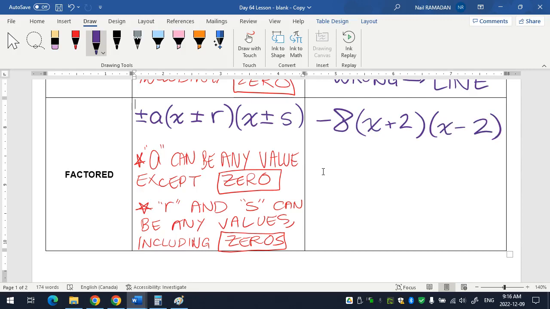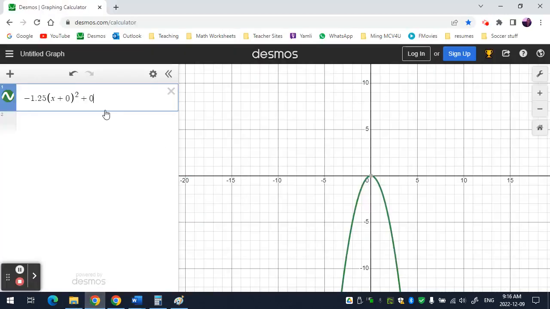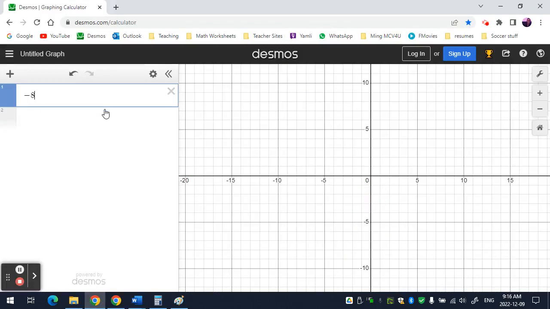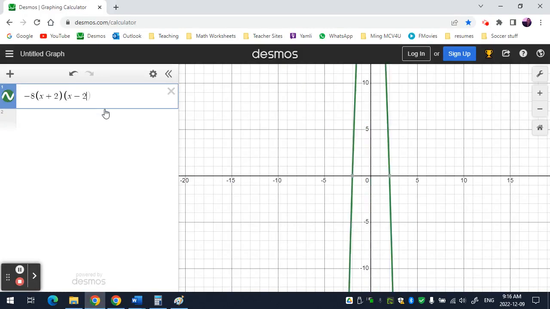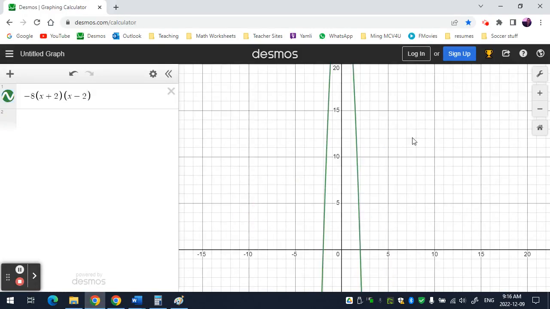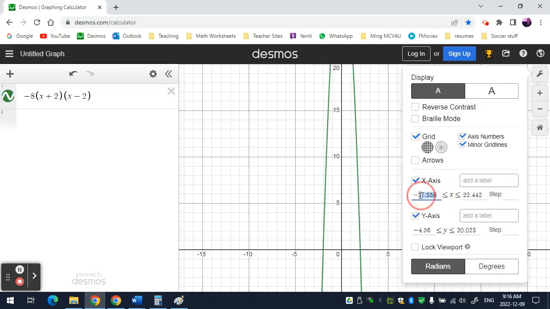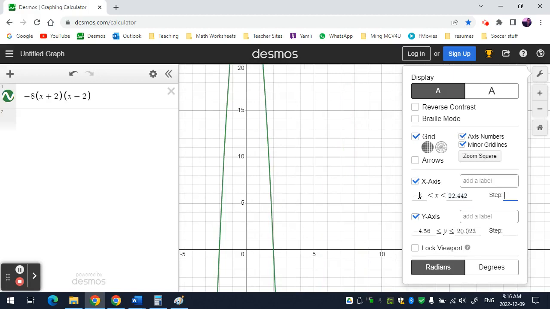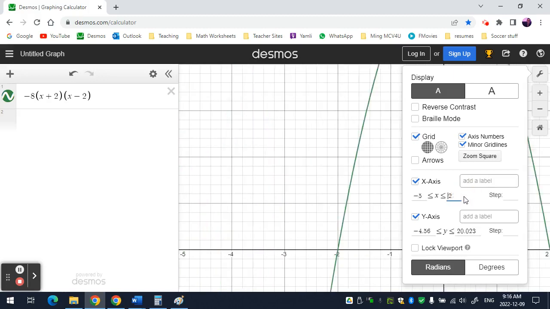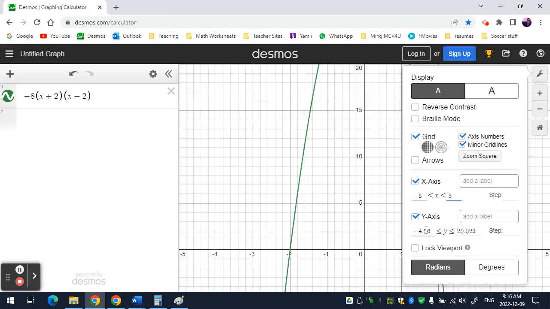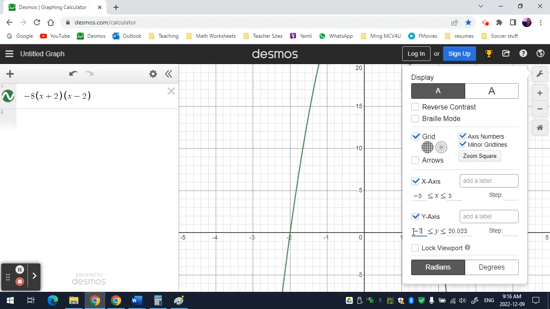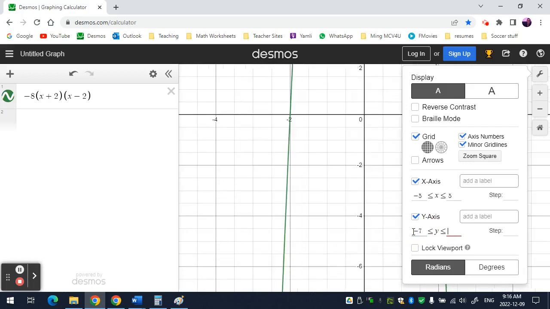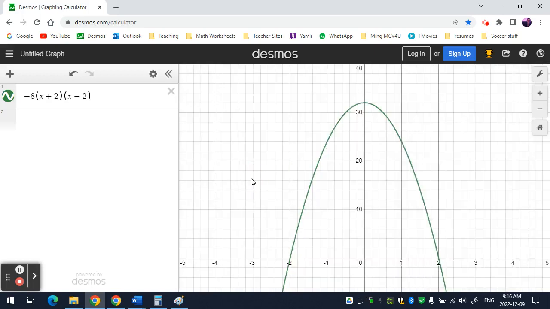Okay, everyone, let me show you. Listen up. I'll show you something very interesting we'll see when we sketch this one. So -8, (x + 2)(x - 2). Was it +2 or -2 first? +2 and -2. All right. Everyone, let me change this. I'm going to go from -5 to 5. I'm going to go from -7 to 20. Nope, to 30. Nope, 40. Yes. Okay.